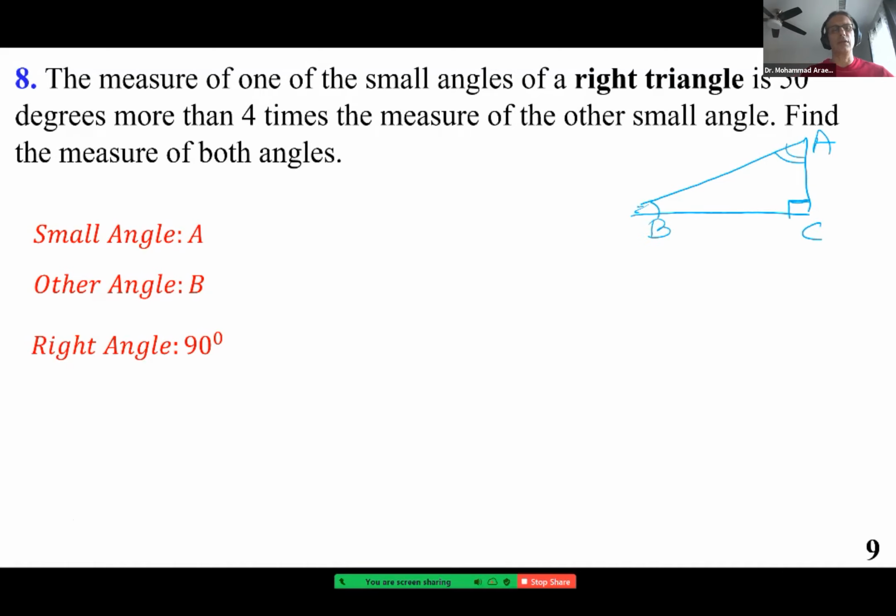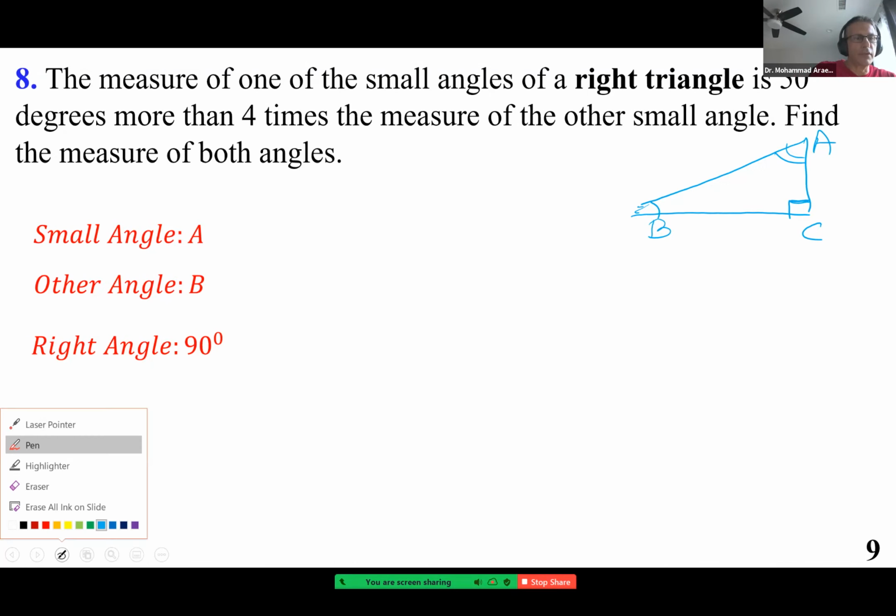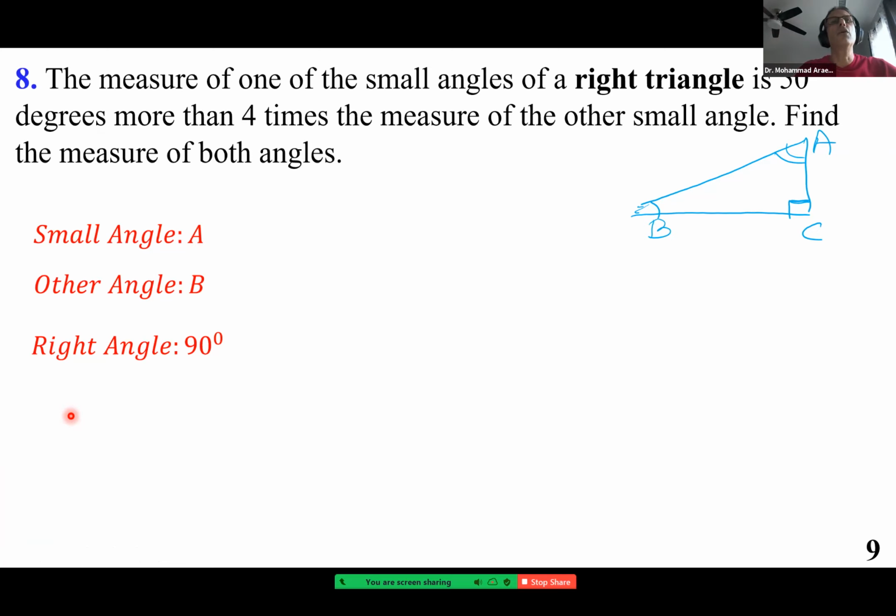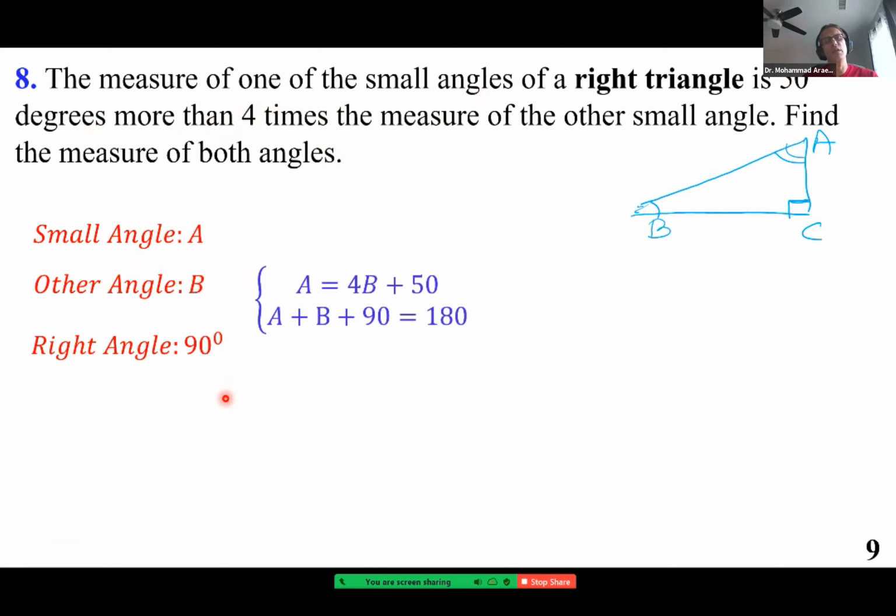Here's B, and here's the 90 degree, roughly. So let us write a couple of equations. Number one says the measure of one small angle, and we called it A. So A is what? 50 degrees more than 4 times the other one. So 4 times the other one is 4B plus 50. The other one is that we should know they add up to 180 degrees. So A is 4B plus 50, and the total interior angles is 180 degrees.